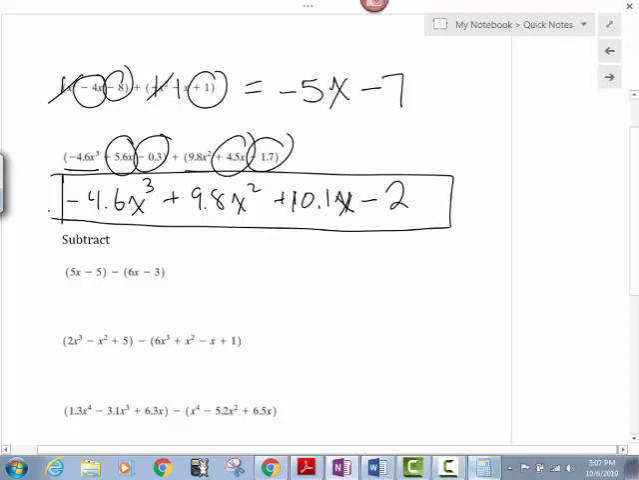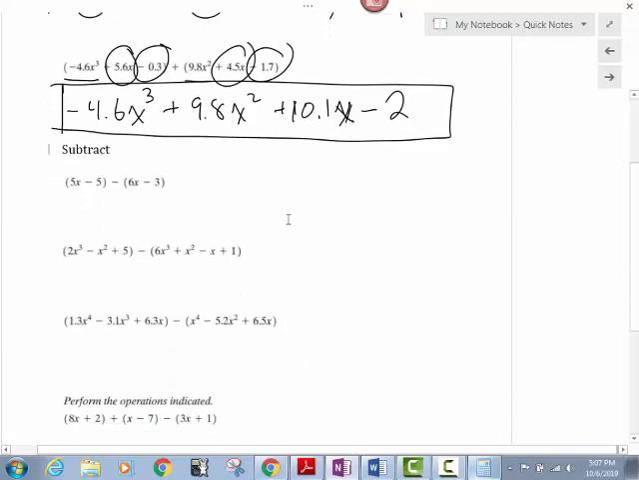Now, for the next couple of problems, guys, when we are subtracting, it's going to be very similar to adding polynomials. The only thing we're going to do slightly different, I'm going to think of the number right here as a negative 1. So my first part, I'm going to leave it alone, 5x minus 5. I'm going to distribute that negative 1 to both pieces. Negative 1 times 6x will be a negative 6x. Negative 1 times negative 3 will give me a positive 3.